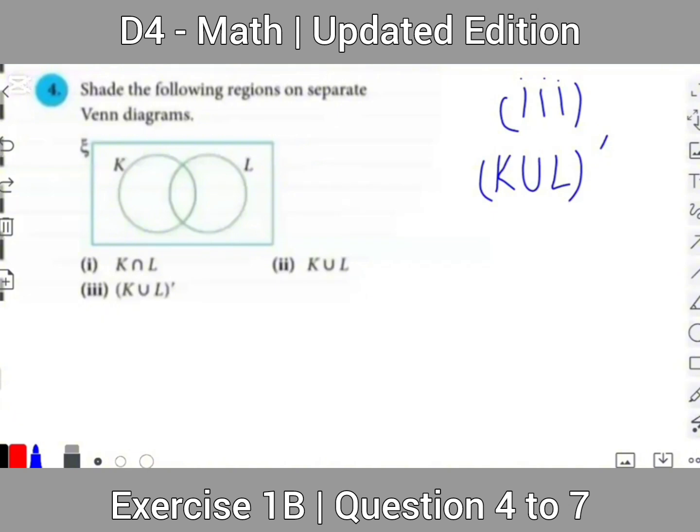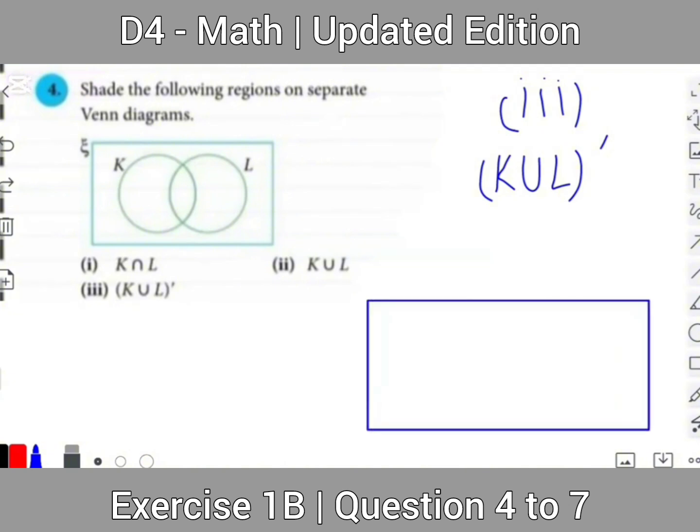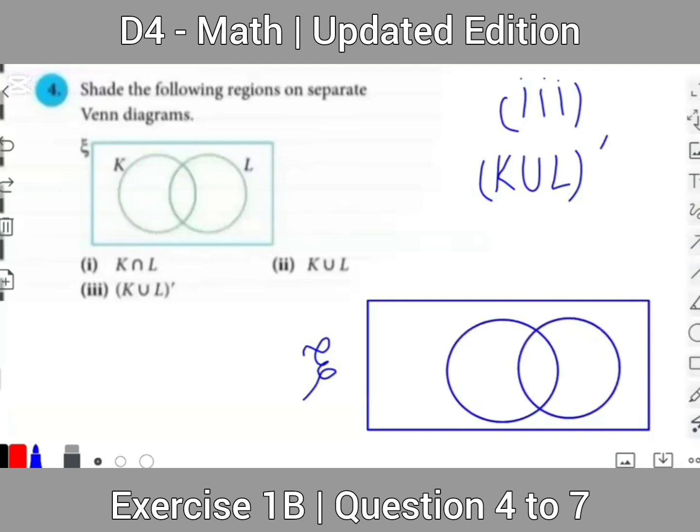Now in the third part, we have to find out (K union L) complement. So for this, we have to identify the region for (K union L) complement. In other words, we can say that it is the region that belongs to the set η but does not belong to the set K union L. So for this, first we will draw a rectangle that represents the set η, a universal set. Now inside it, we will draw two overlapping circles representing the sets K and L respectively.